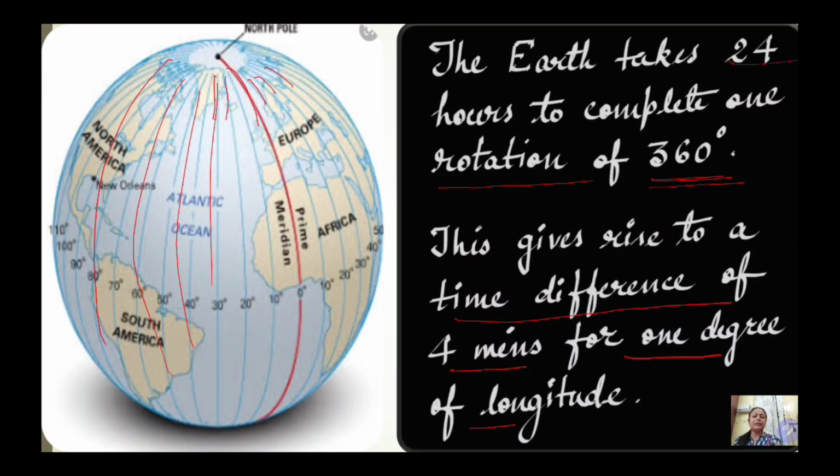So students, here what is meant is, if we travel from one longitude to another, that is from 10 degrees, suppose this is 11 degrees. So if we travel from 1 degree to the next, then it takes 4 minutes. So like this, in 24 hours, 360 longitudes are covered by the sun, or the sun travels along all the longitudes, 360 longitudes in 24 hours.